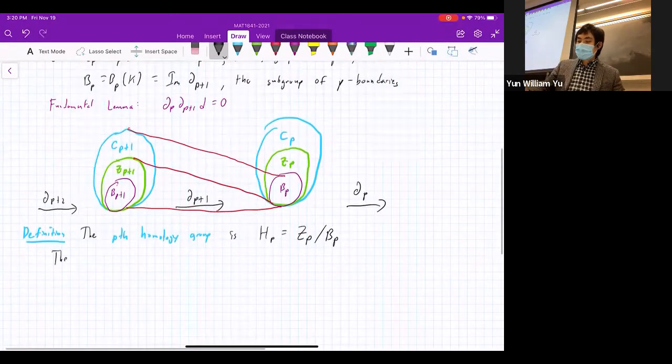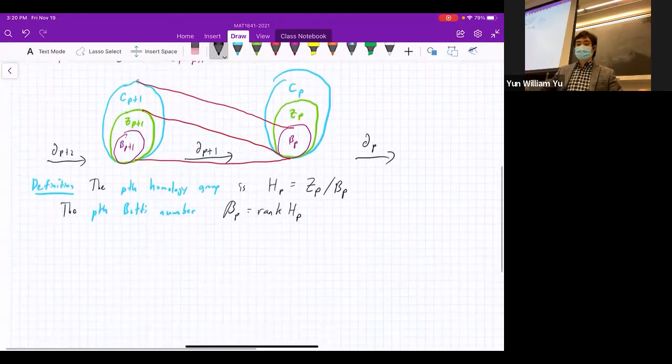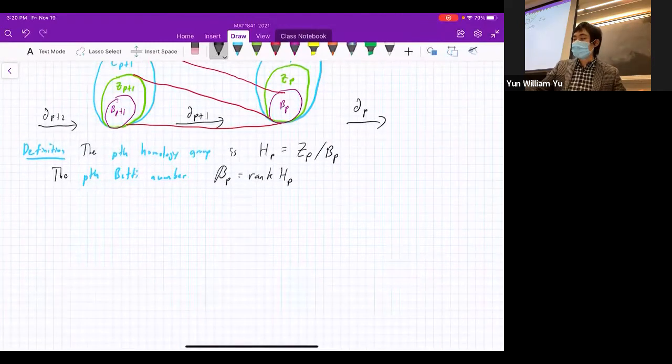And the Pth Betti number, beta P, is equal to the rank of the P homology group. So the rank of the group is, of course, the smallest cardinality of a generating set. Here. And we'll go over that again in a moment. So, but now let's recall that, this is all review of basic algebra.